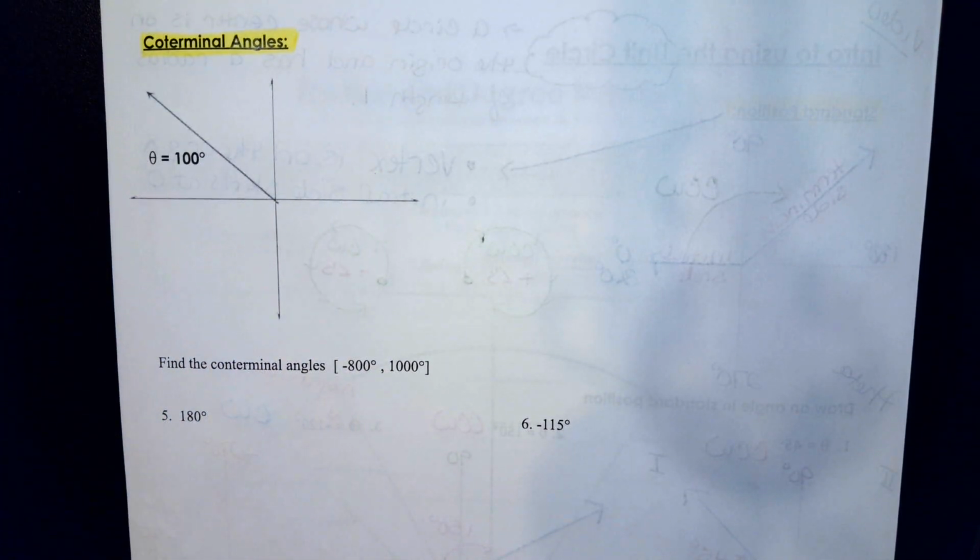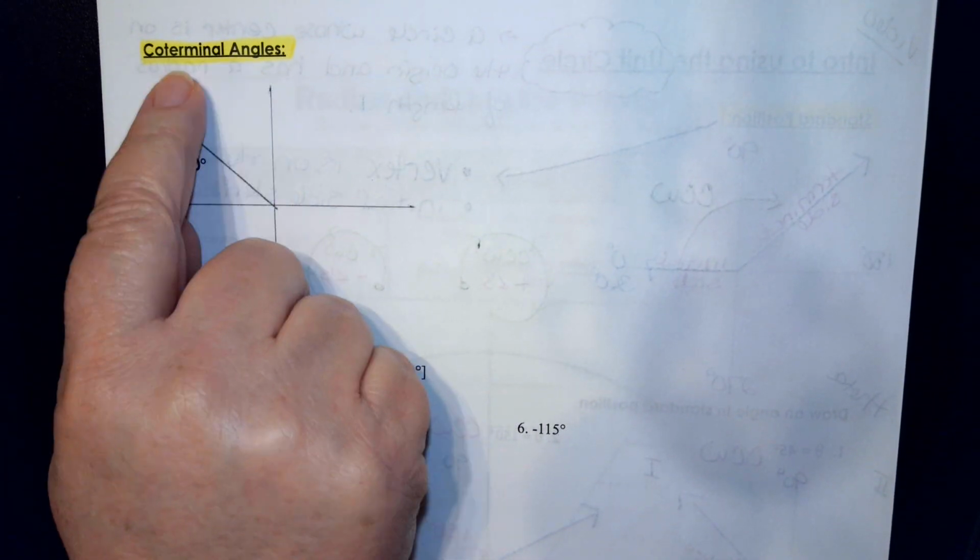All right, our next vocabulary word is coterminal angles. So think of the prefix co, like co-worker. Co-workers are people that you work with. You work together with those people. So the prefix co means together. So coterminal, they terminate together. So these are angles that stop at the same location.